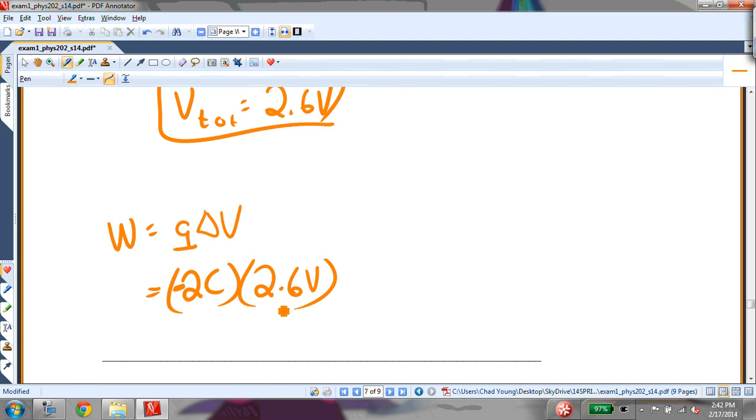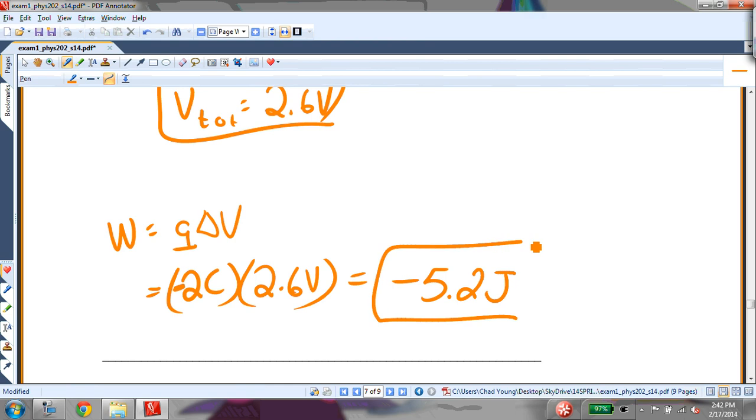Because when it's at an infinite distance away, it experiences 0 potential from those other charges because R goes to infinity. But as you move it closer to those charges, it sees a change in potential, and that change in potential is equal to 2.6 volts. And so the amount of work to move it there is negative 5.2 joules. That's the answer for part B, which was worth 4 points, roughly.